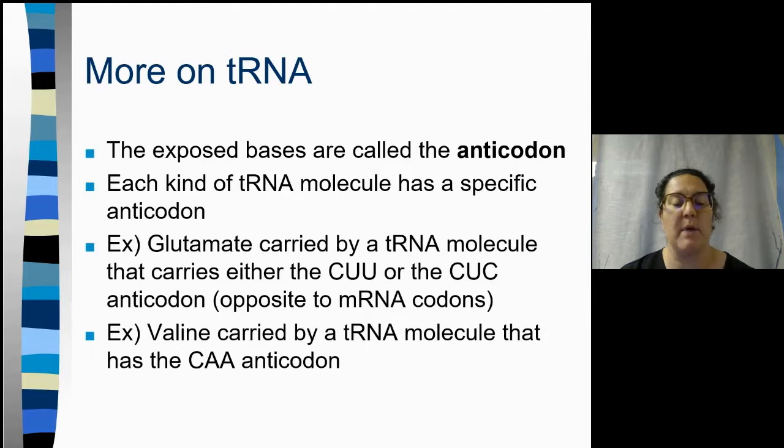These are going to bind temporarily onto the mRNA and hold the different amino acids in place before they can be bound together. So glutamate, which is carried by a tRNA molecule that carries either a CUU or CUC anticodon, which are opposite to the mRNA ones, which would be GAA or GAG. Valine is carried by a tRNA molecule that has the CAA anticodon, meaning the mRNA would be GUU.